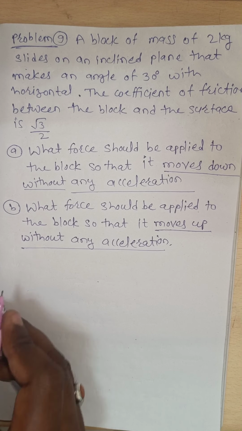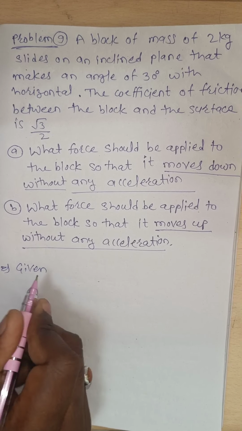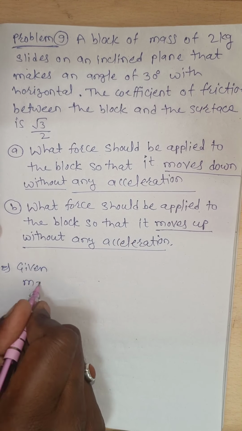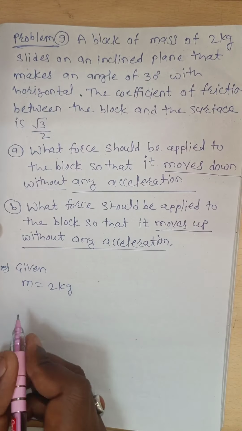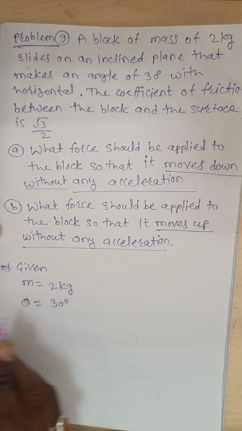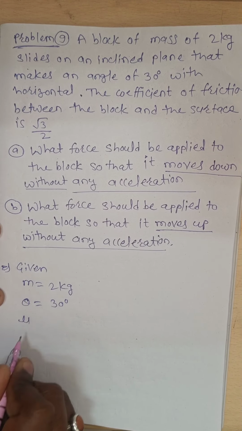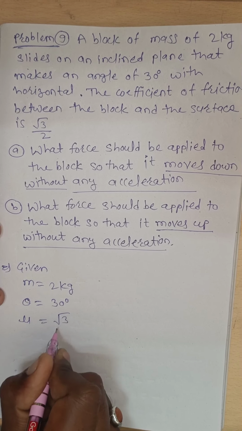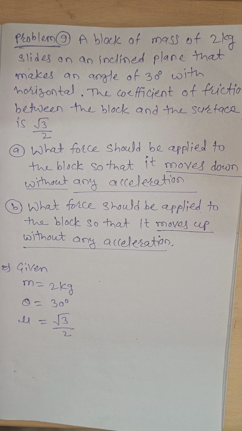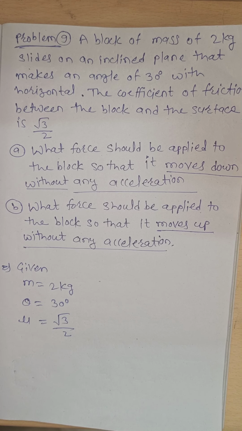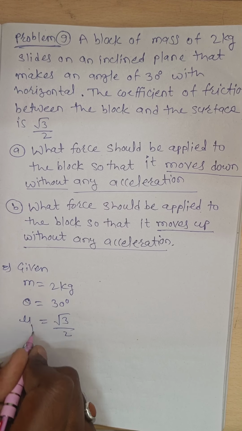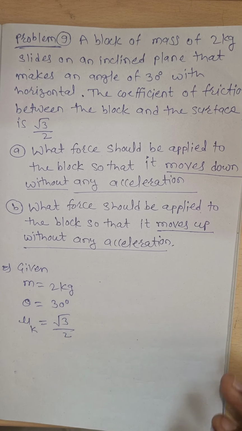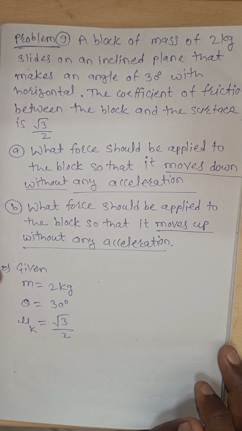Now there are two problems, therefore first write down the given data. The mass of the block is given, that is 2 kg. It slides on an inclined plane with angle theta equal to 30 degrees, and the coefficient of friction, mu, is given as root 3 by 2. Then we have to solve this. Now this block is moving up and down, so this is the coefficient of kinetic friction, that is mu k equal to root 3 by 2.